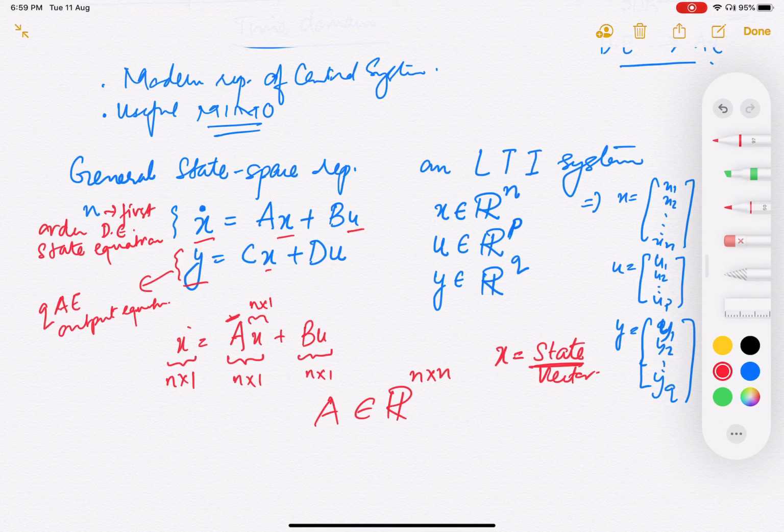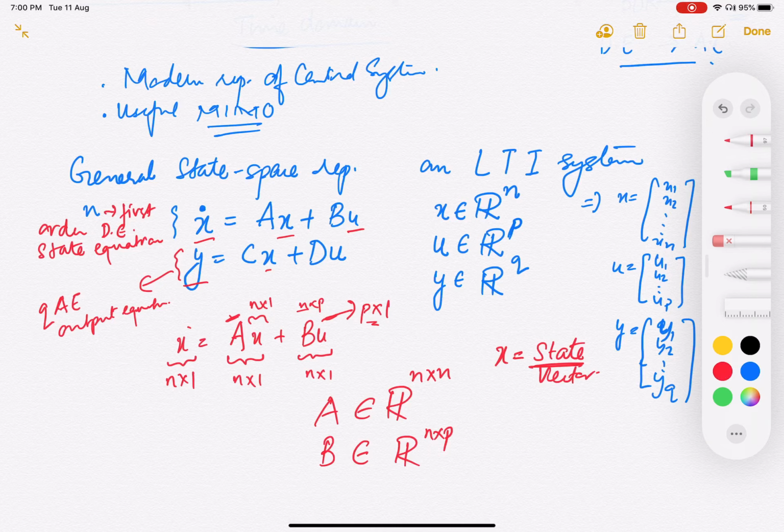Similarly, U is p cross 1, and the product of B and U is n cross 1. That means B has to be n cross p, because only when you multiply n cross p with p cross 1, you'll get n cross 1. So this gives you the sizes of A and B. Similarly, you can find the size of C.